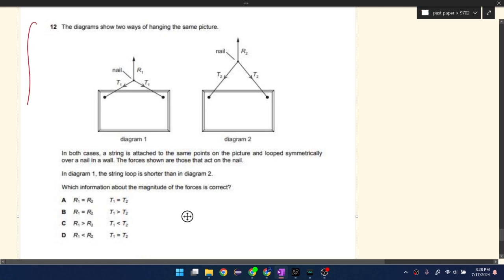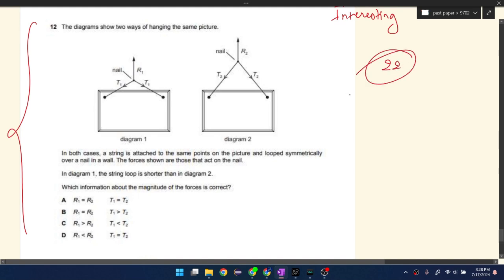Guys, today we are doing a really interesting question. It's not that difficult, but it confused most of them in the paper of 2023, from May, June, paper 1, component 2.